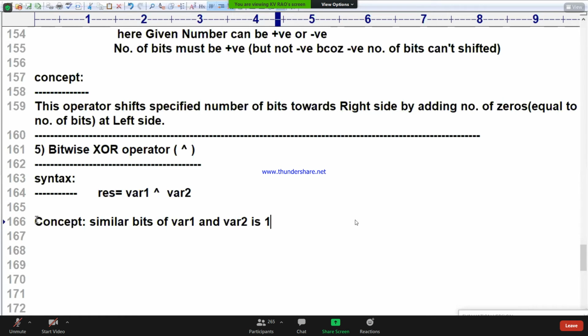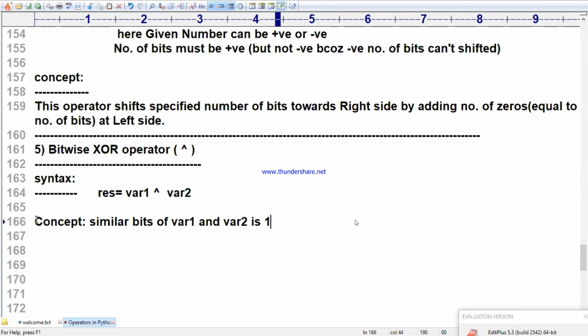Okay, ma. Right. Similar bits of VAR1, VAR2 is 0. Once again, I am repeating.